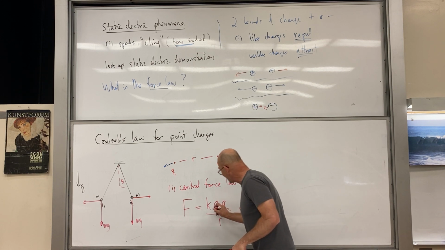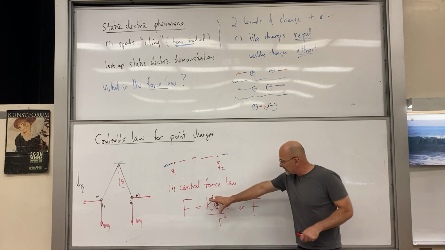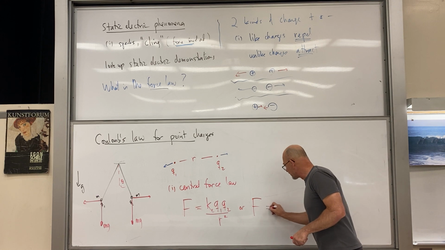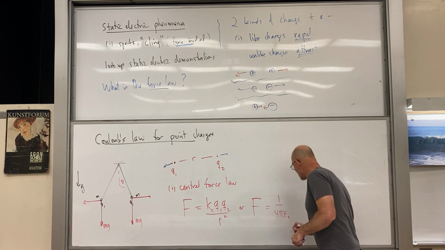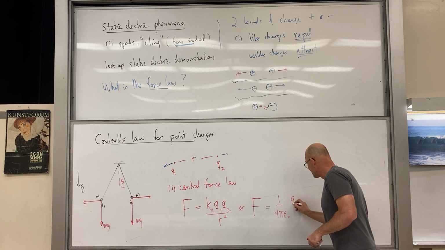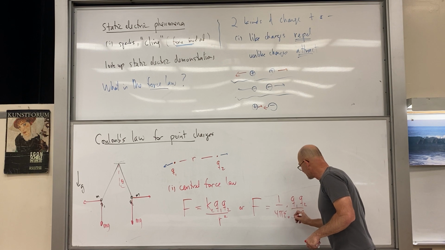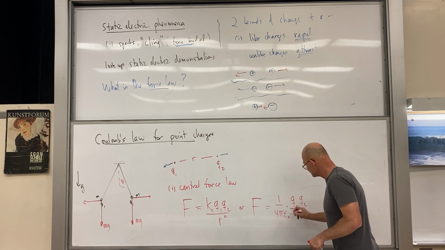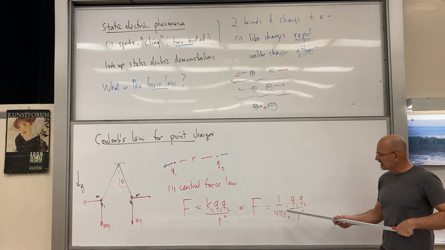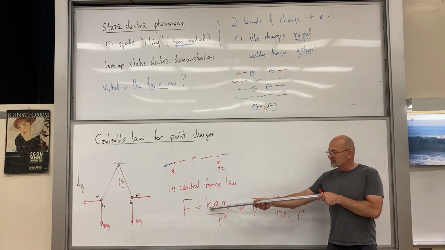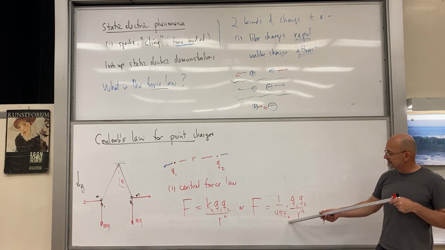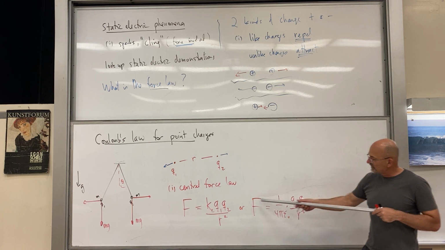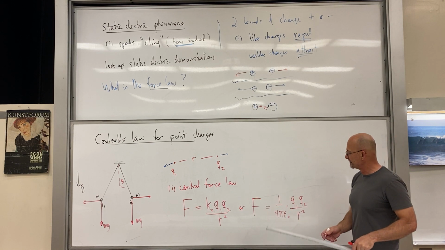And so this is k sub e, we'll call it, this is a constant. There's another way of writing that constant, 1 over 4 pi epsilon naught, times q1 q2 over r squared. And you can see these are just two equivalent ways of talking about it. This is a natural constant, epsilon naught is a natural constant. So we have to be prepared to see either one of these.